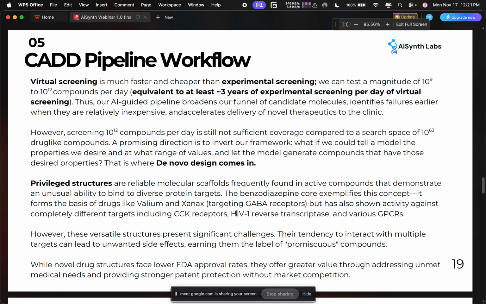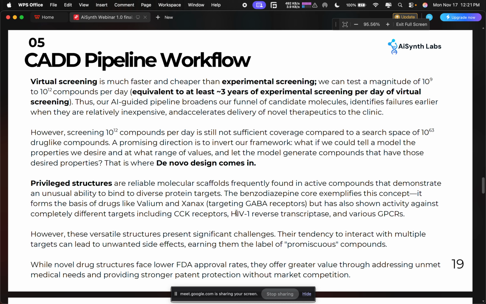But because it has a privileged structure that it can bind to so many proteins, it becomes harmful to the body. So that's where de novo comes in, because de novo will create a completely new compound that may or may not, but the majority of the time, lack those privileged structures that might cause problems.